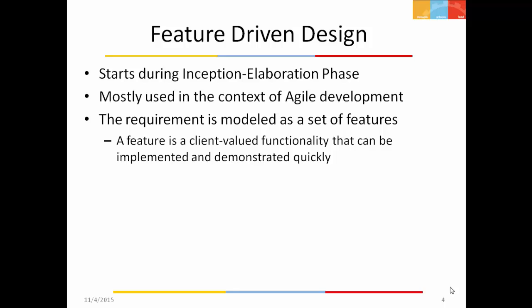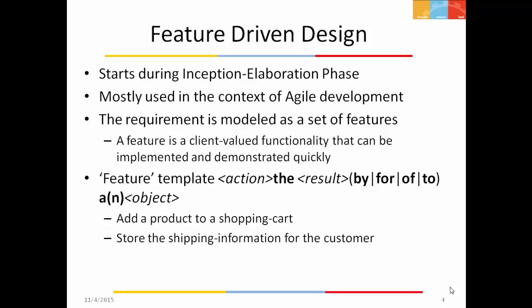So one needs to have a set of features. Some features will be implemented first, which are simple and easy to implement, and the more complex features will be implemented later on. So how can you write a feature using a template? You can use this kind of English: start with an action, then describe the result and who is doing it, or sometimes the object which is going to be impacted by this.